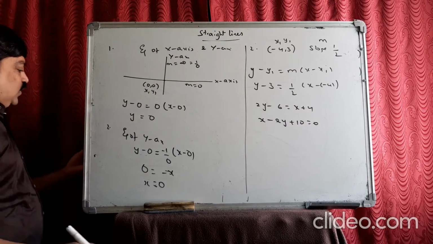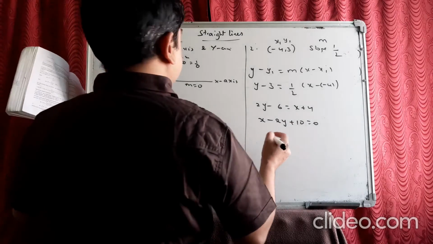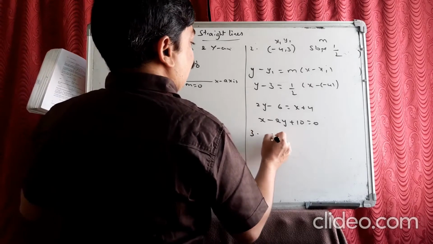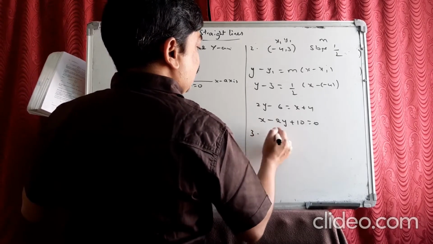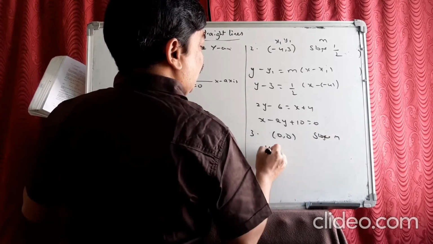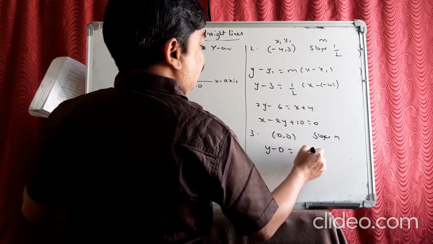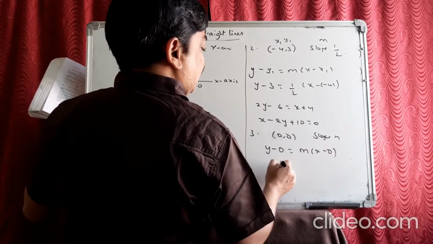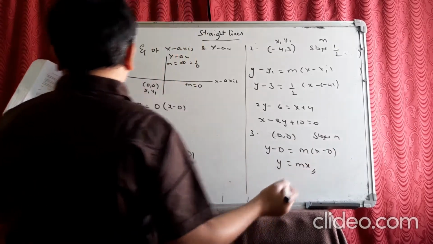Next one, third question, point and slope m. The point is (0, 0) and slope m. So y minus 0 equal to m into x minus 0. You can take it as y is equal to mx.